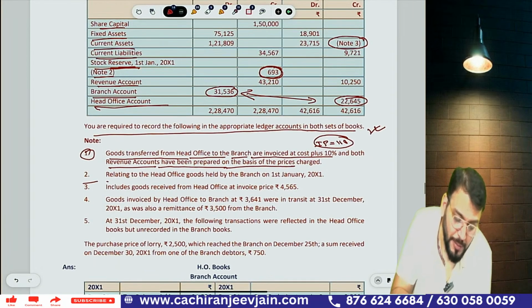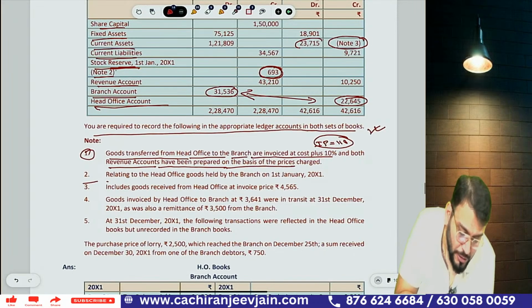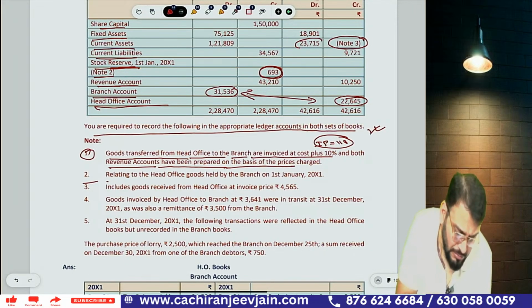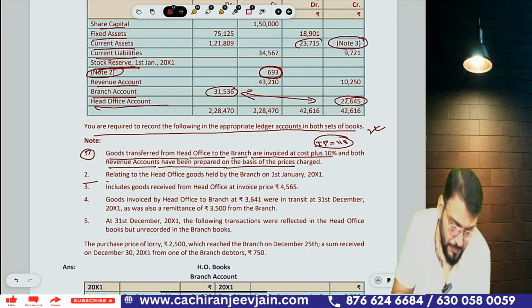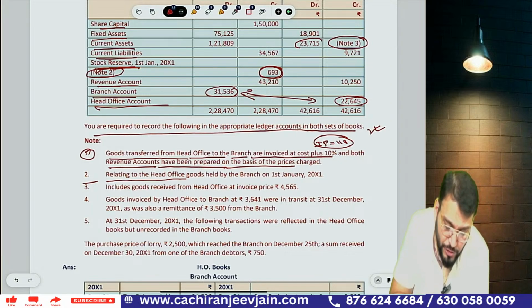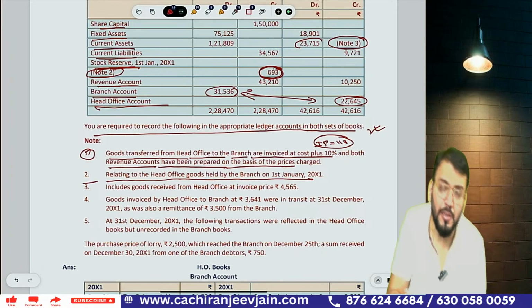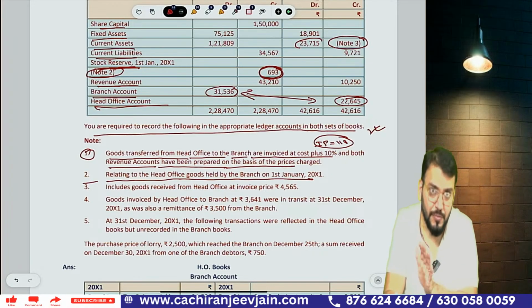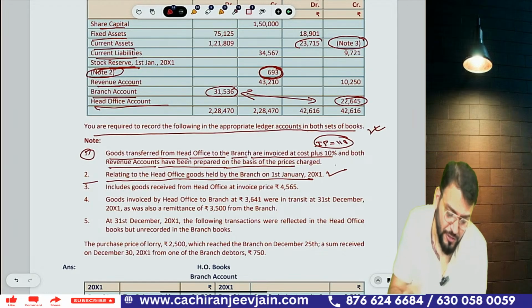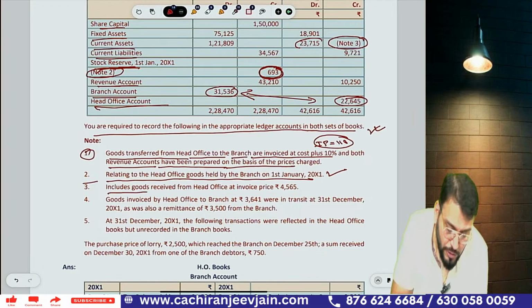Note number 2 they have given for current asset. This is note number 2, relating to head office goods held by branch on 1st January. They have given this as opening stock reserve related to goods held by branch from head office. So of course we need to eliminate this. We'll eliminate.